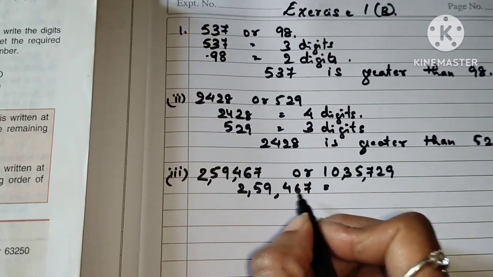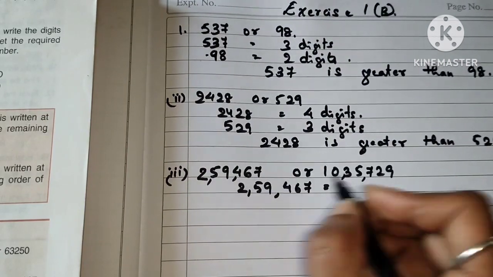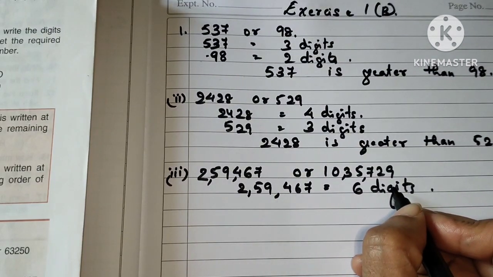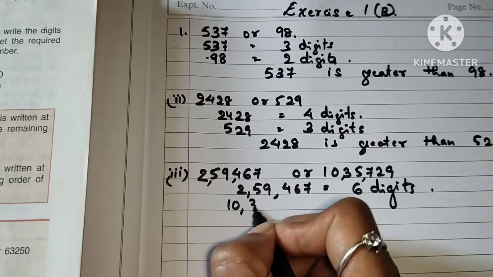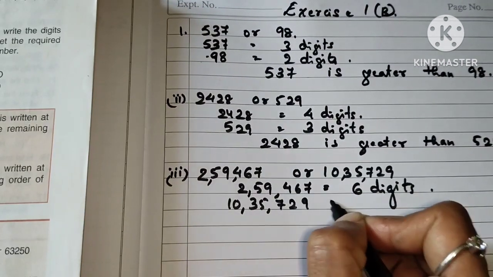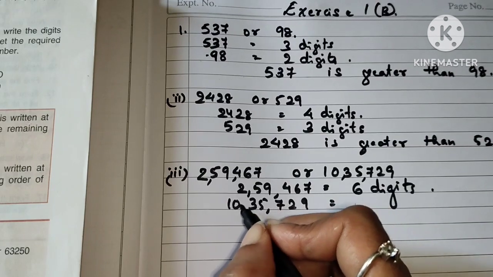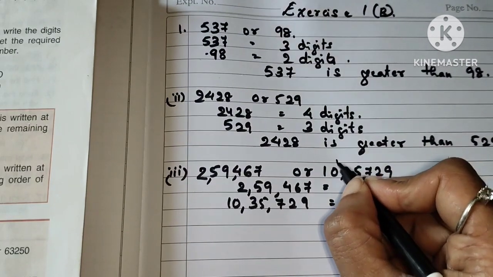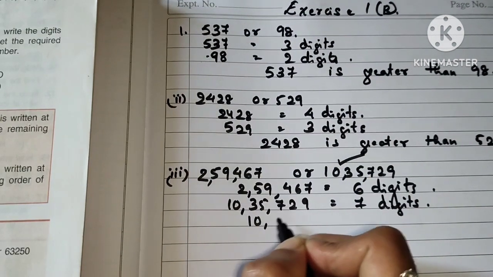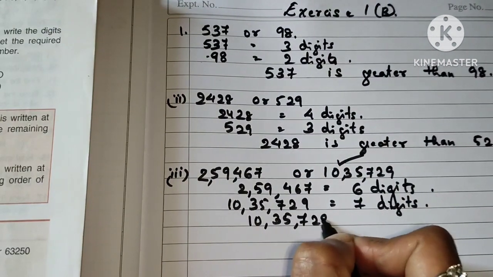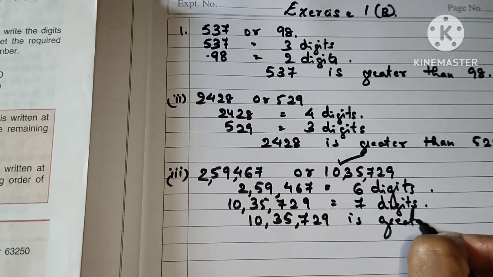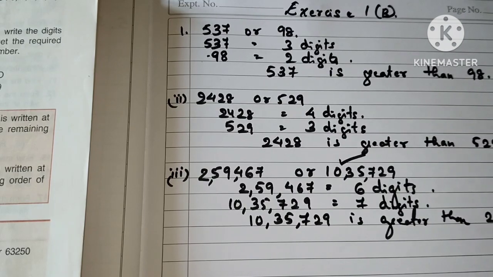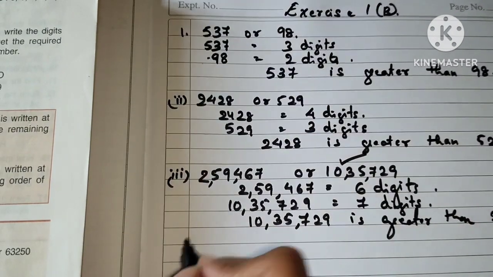Okay, in 2,59,467 we have how many digits, children? 1 2 3 4 5 6. We have 6 digits, isn't it? The first rule we are applying here. In 10,35,729, how many digits do we have? 1 2 3 4 5 6 7. We have 7 digits. Okay, now which is the greatest number, children? Yes, this is the greatest number. 10,35,729 is greater than 2,59,467. Okay, we move on to the fourth question.